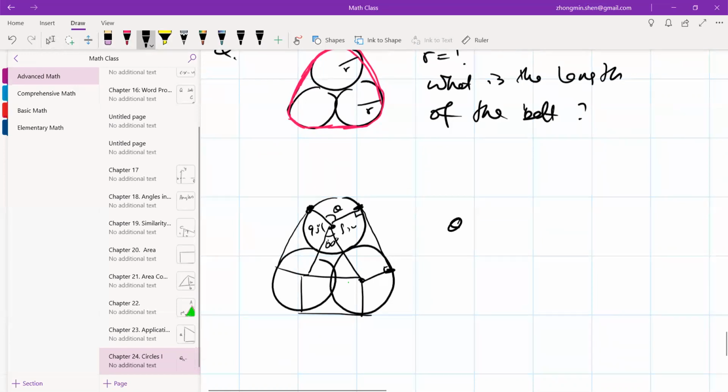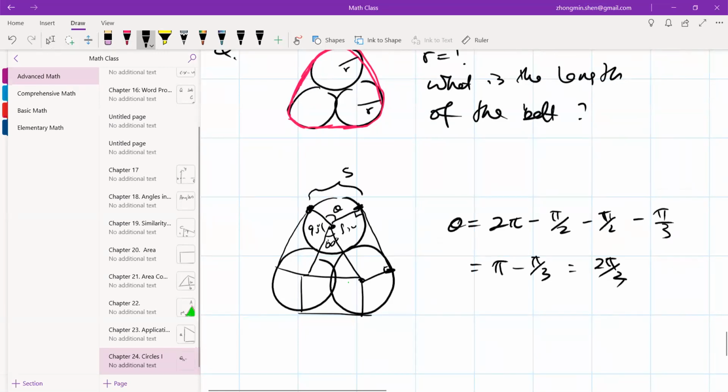Okay, so theta equals 2 pi minus pi over 2 minus pi over 2 minus 60 degrees of pi over 3. Okay, that's a total. Yeah, in radians, because we have to use the radians. Okay, so it's going to be pi minus pi over 3. It's 2 pi over 3. Okay. So then you have to find the arc length S. S is going to be theta times R, right? So theta times R. Theta is 2 pi over 3.